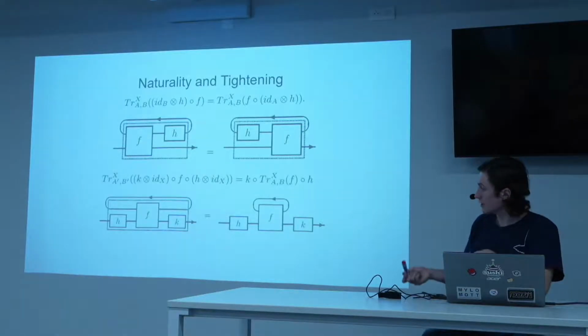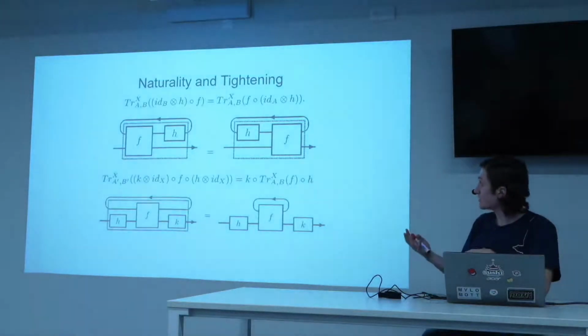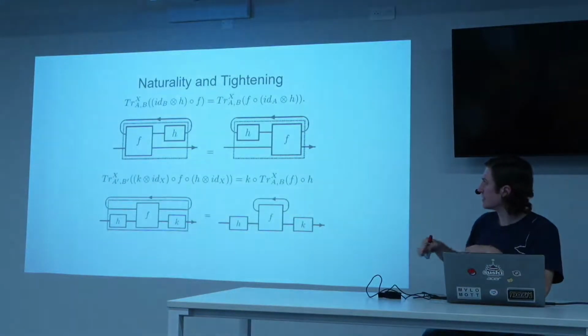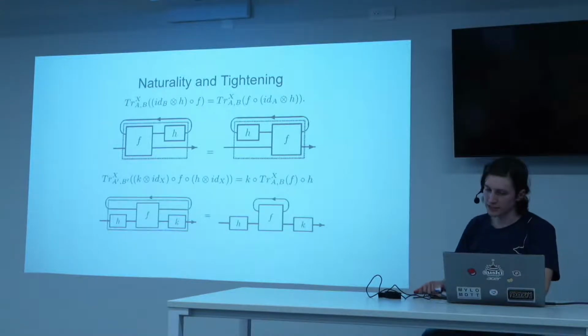And then on the lower diagram, you have naturality in the untraced line. The lower diagram is called tightening, but that's just another name for naturality in the lower line. So essentially, as you can see here, if you take the trace of f combined with h and k, that's the same as adding in h and k after taking the trace on f.